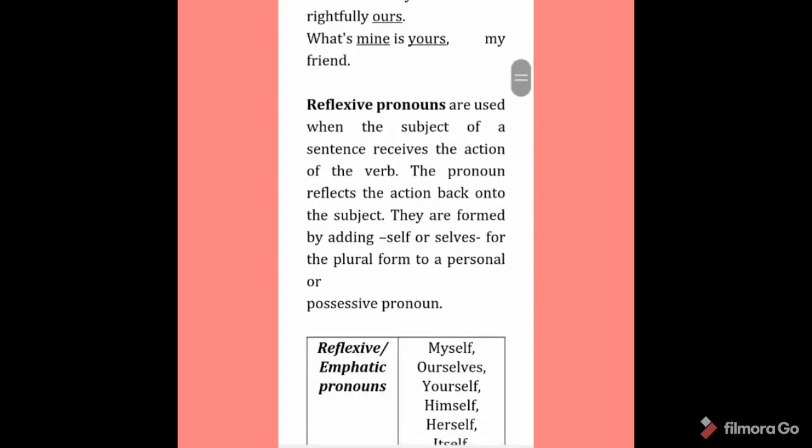Now we come to another type of pronoun, which is reflexive pronoun. Reflexive pronouns are used when the subject of a sentence receives the action of the verb. The pronoun reflects the action back onto the subject. They are formed by adding self for singular and selves for plural.